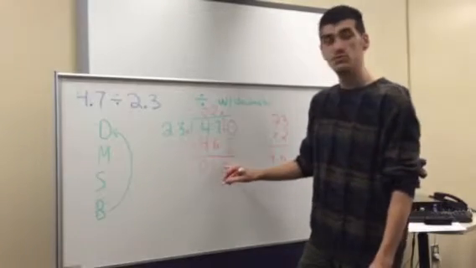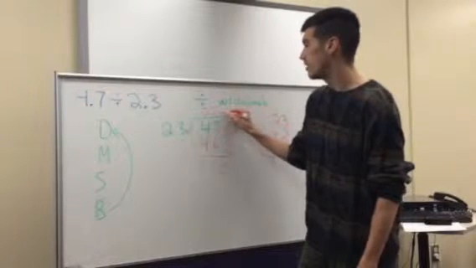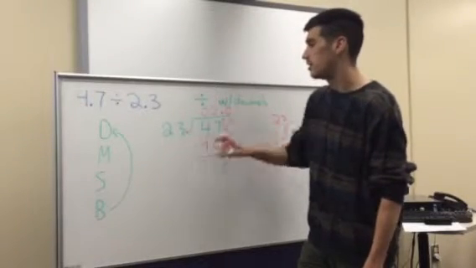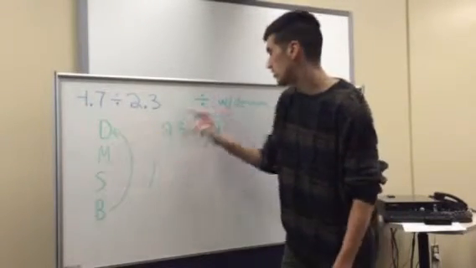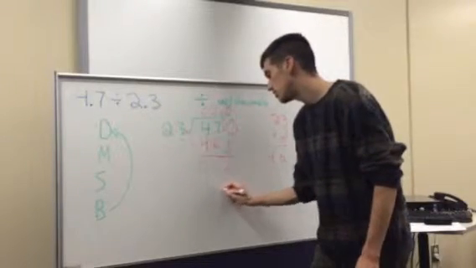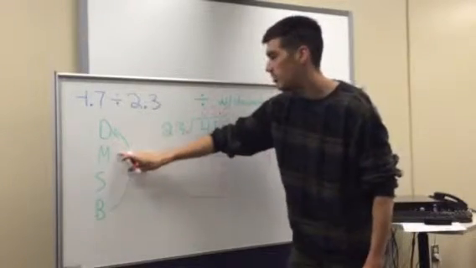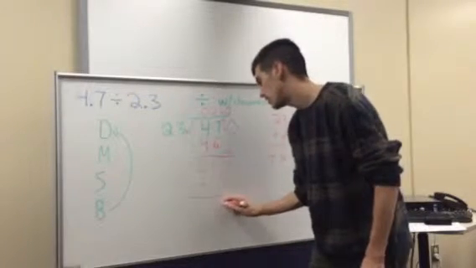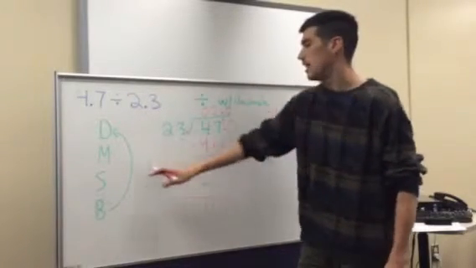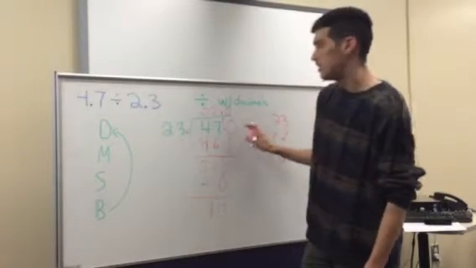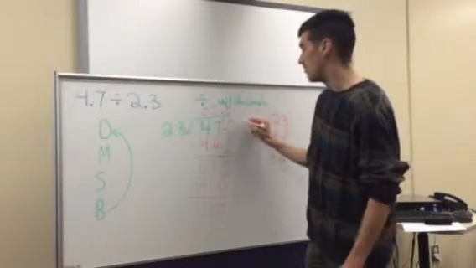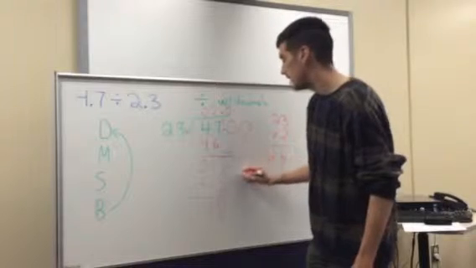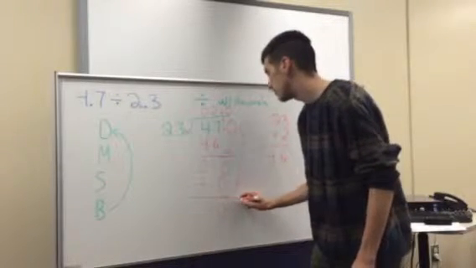Will 23 go into 10? It will not, so I have to show that by putting a 0 here. After I've divided, I multiply. 0 times 23 gives me 0. After I've multiplied, I subtract next. 0 from 10 gives me 10. After I've subtracted, I have to bring down. Same process before. I have to place a placeholder here, and then I bring down the 0.